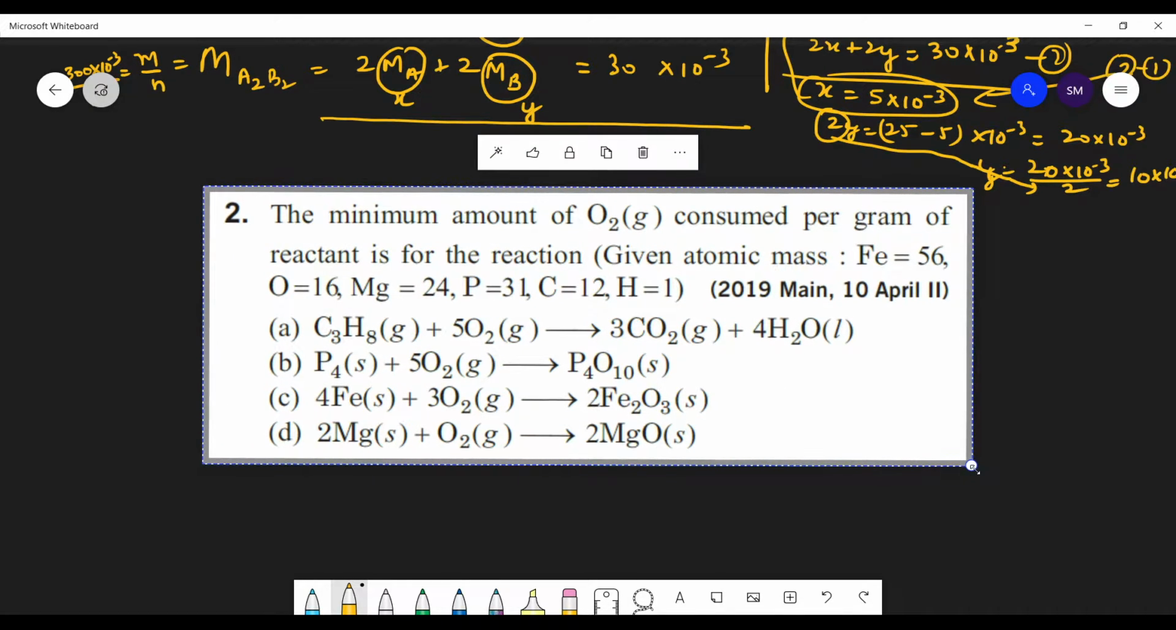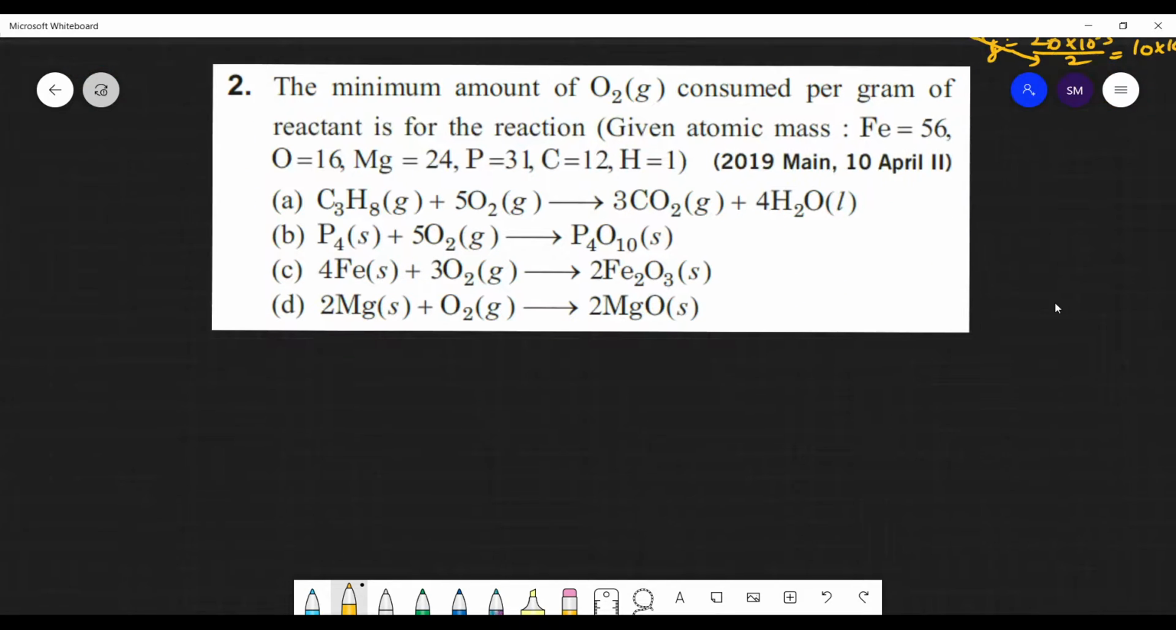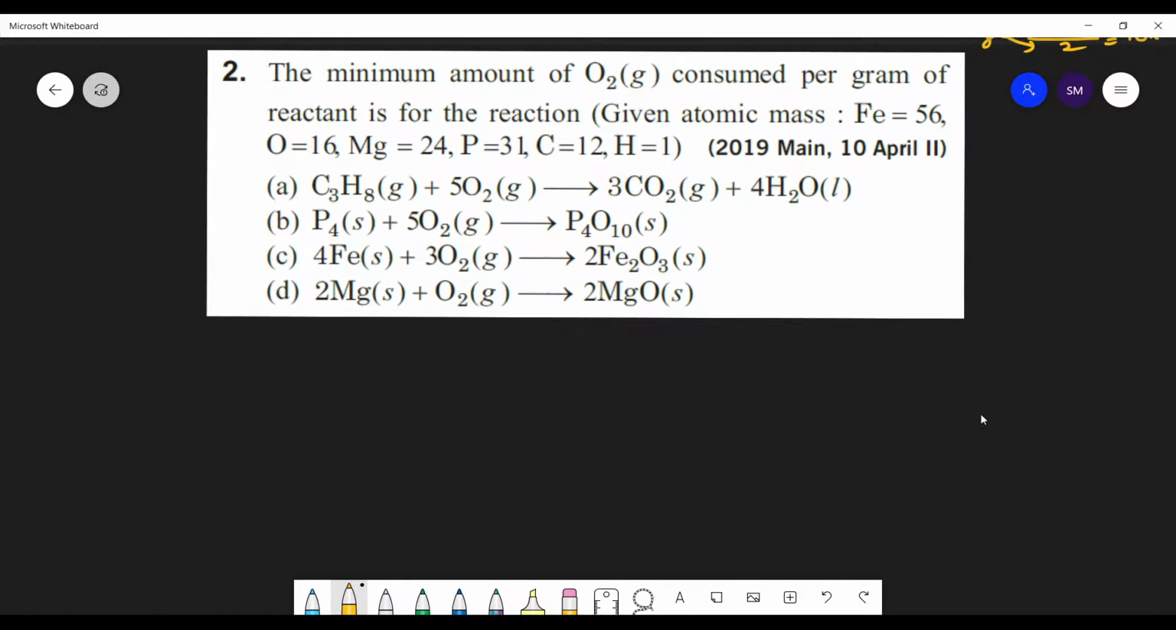And you can do this question all by yourself. It's quite easy. The question is: minimum amount of oxygen consumed per gram of reactant is for the reaction. So you have 4 reactions. You have to tell which one is the correct answer. You have to find the minimum amount of oxygen consumed.